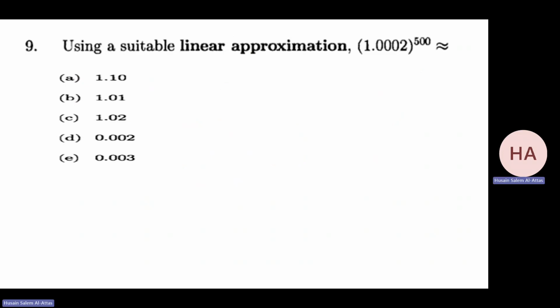Okay, using a suitable linear approximation, this is equal to what? So what is my function? My function is x to the power 500. What is a? I want to find a value which is easy to calculate and not far from this one, which for sure will be 1. Okay, so what is f prime? It's 500 x to the power 499.